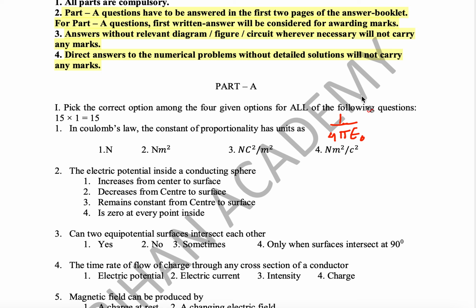Generally the unit of epsilon naught is Coulomb square per Newton meter square. If I substitute here, we'll get the constant value also. When the value is not required, I'm not giving any values here. The epsilon naught value is 8.854 into 10 power minus 12. But here I'll give the constant value, 10 power 9 Newton meter square per Coulomb square. So the fourth option is the correct one.